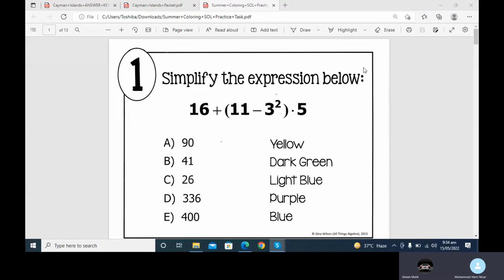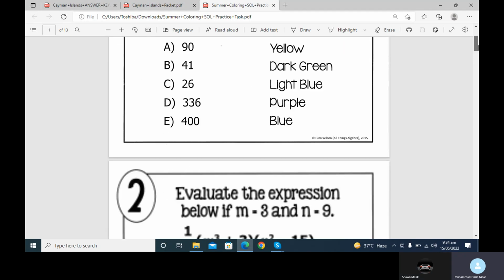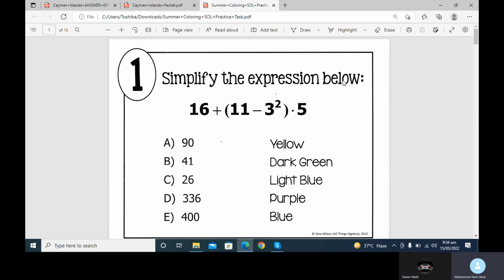Oh yes, I'm good. Okay, so today we will do the summer coloring division as well. First question is this one. Simplify the expression below. Okay, we need to simplify this expression. So let me name it first.